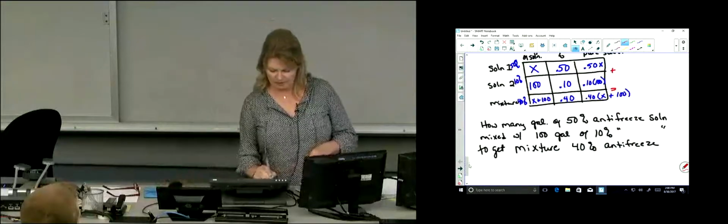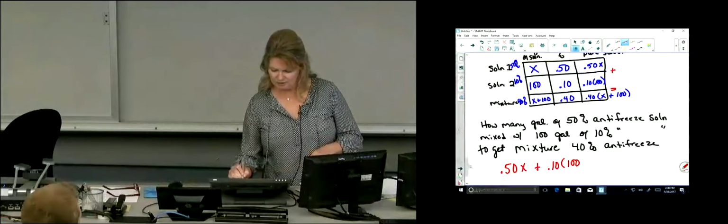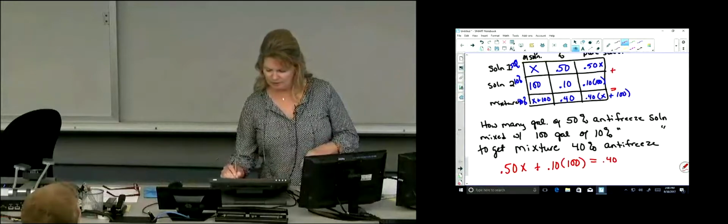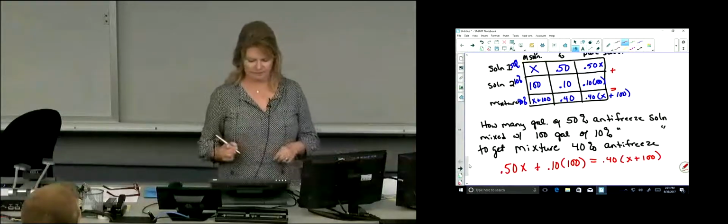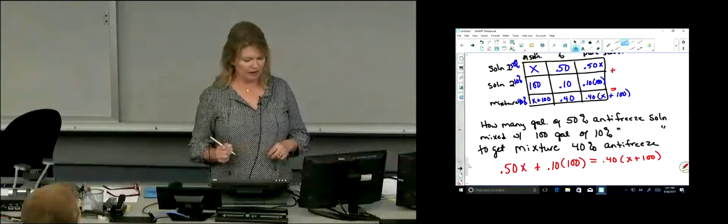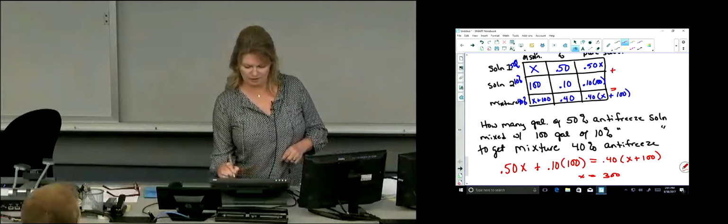So I will have 0.50x plus 0.10 times 100 equals 0.40 times x plus 100. And you would just solve that for x, and you get 300 gallons.